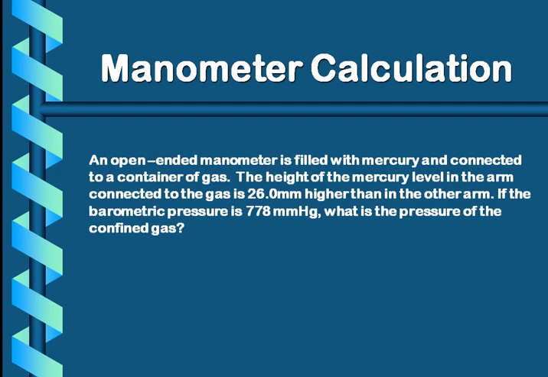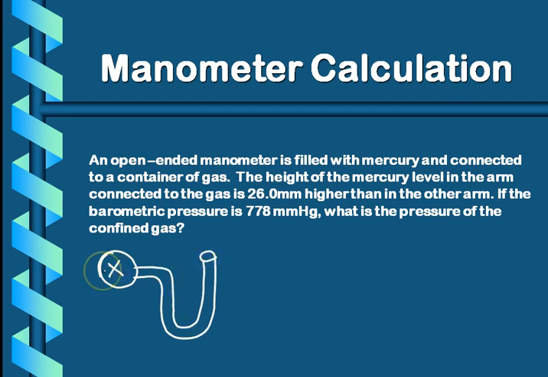So if you have an open-ended manometer, first of all, anytime you do these types of problems, it's always helpful to draw a picture. And so here I'm going to show an open-ended manometer. I have my confined gas inside this bulb over here on the left, and I'm also going to want to show my levels of mercury. So the height of the mercury level in the arm connected to the gas is 26 millimeters higher.